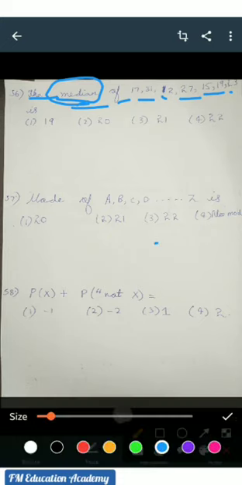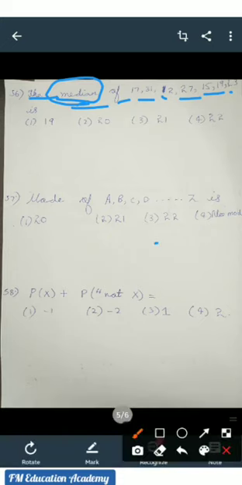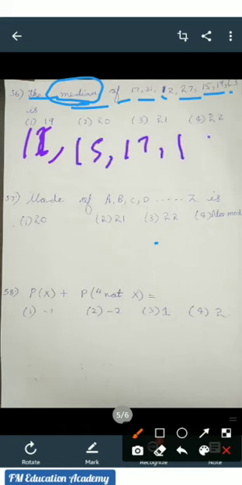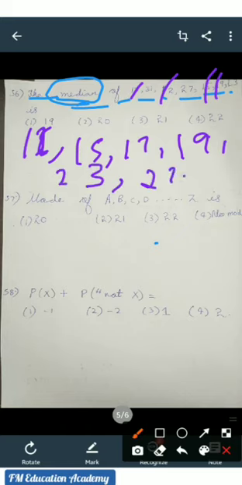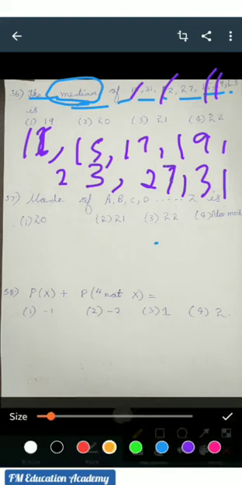So what is the smallest number here you have? 12. 12, 15, 17, 19. 12 is over, 15 is over, 17 is over, 19 is over. Then we have 23, 27 and 31. So how many observations are there here?